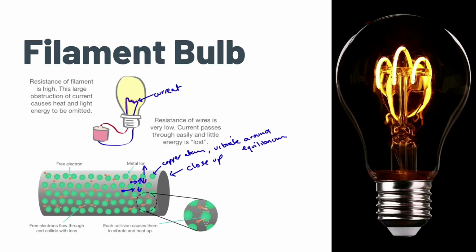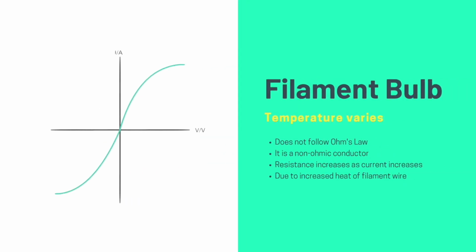So that means that when the temperature of a wire increases, the resistance to current increases as well. And that has a significant effect on what the IV characteristic graph of a filament bulb looks like. And let's go to that graph now. This is what the IV characteristic graph of a filament bulb looks like. You can see it's kind of an S shape. It does not follow Ohm's law.